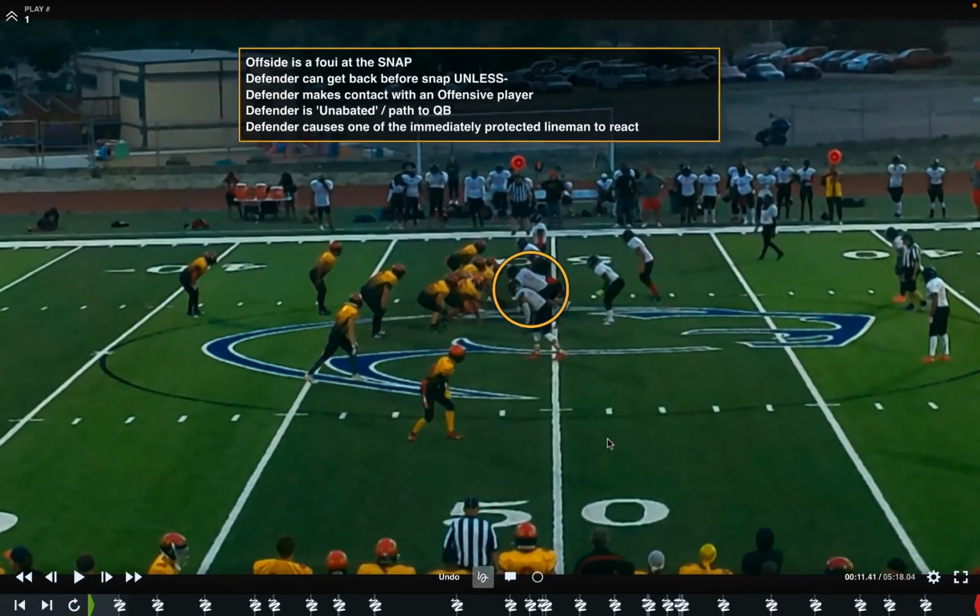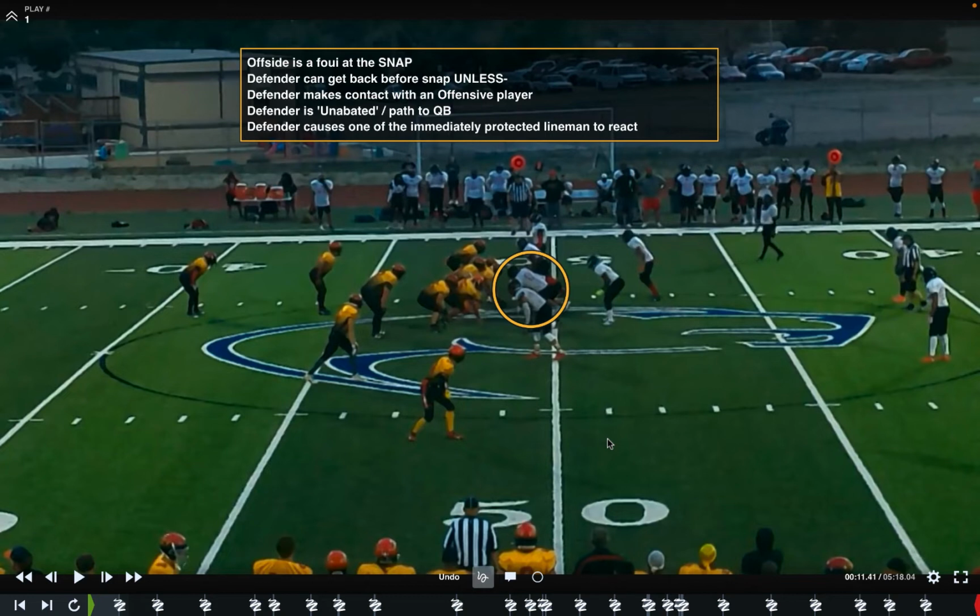Play 1, we're going to have an example of offside on the defense. Just a reminder, defense can get back. This is not like high school. They can get back provided they do not make contact with an offensive player or they do not have a clear path to the quarterback. Unabated means they're equal to or beyond the shoulders of the offensive player. Or the last one would be if they cause an offensive player to immediately react.